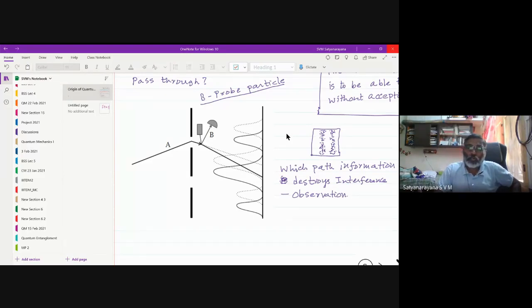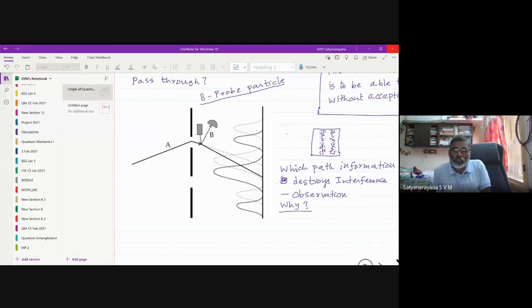But we should ask, why does it destroy? This question is very important. It destroys the interference, but why? Everything is the same. We have interference before you put in this probe particle. Now, the moment you put in the probe particle, the interference is destroyed. This behaves exactly like bullets. How do we understand this? That behaves exactly like a bullet.